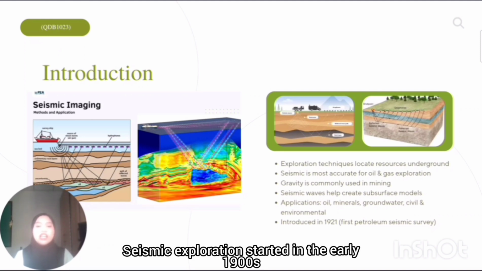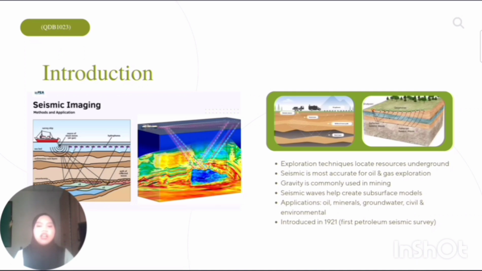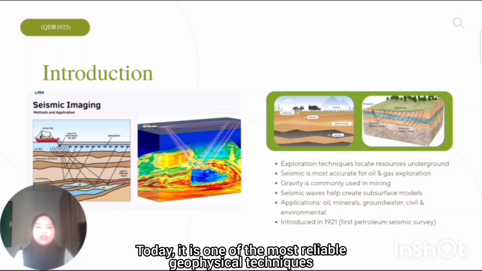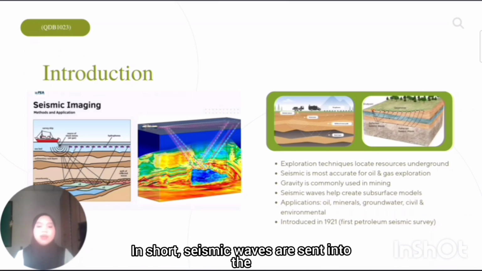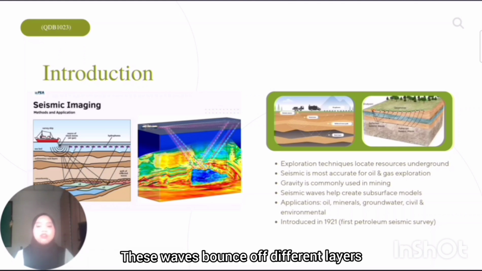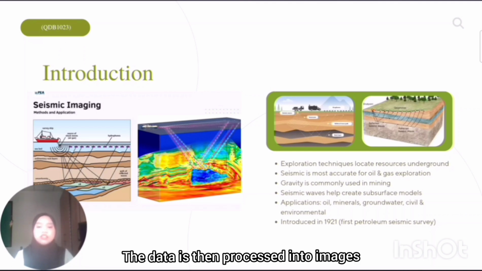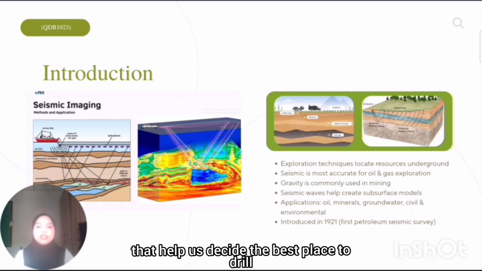Seismic exploration started in the early 1900s with the first oil survey done in 1921 in Oklahoma, USA. Today, it is one of the most reliable geophysical techniques. In short, seismic waves are sent into the ground using energy source like explosive or vibroseis truck. These waves bounce off different layers and return to the sensor at the surface. The data is then processed into images that help us decide the best place to drill.